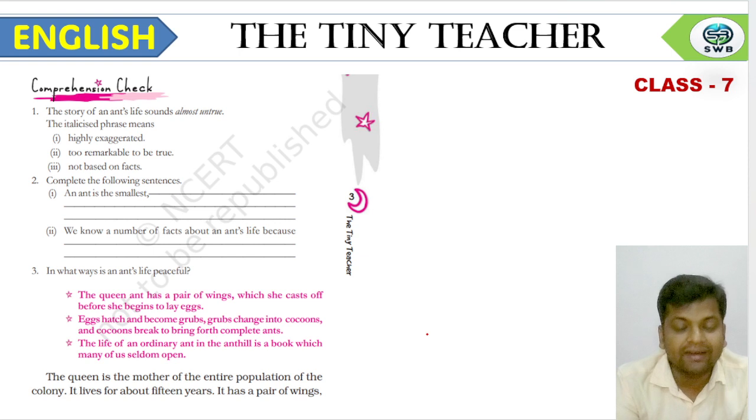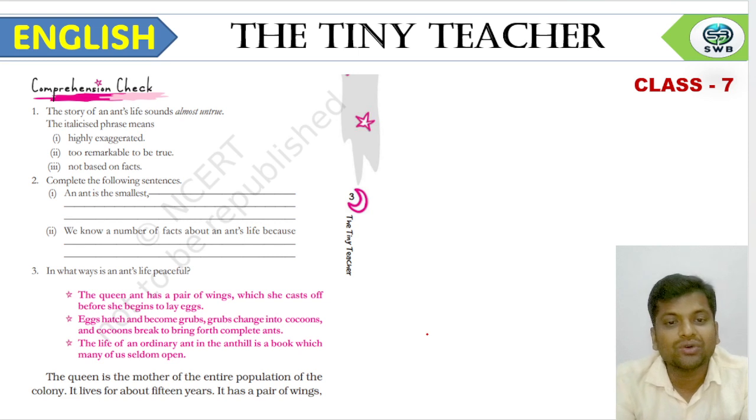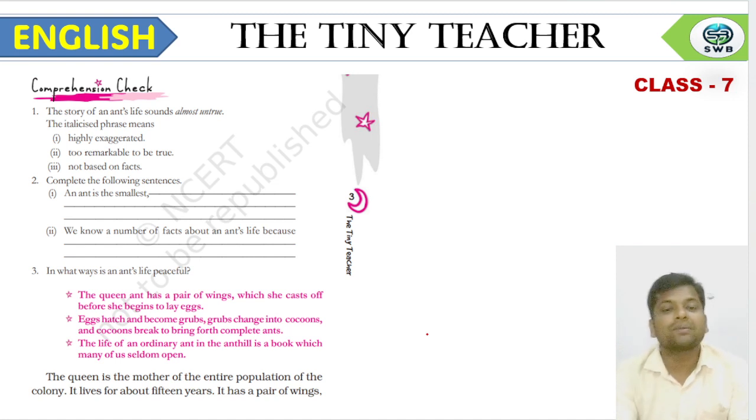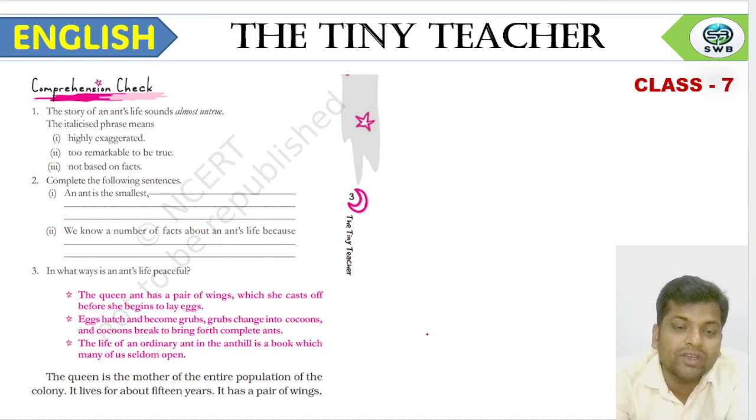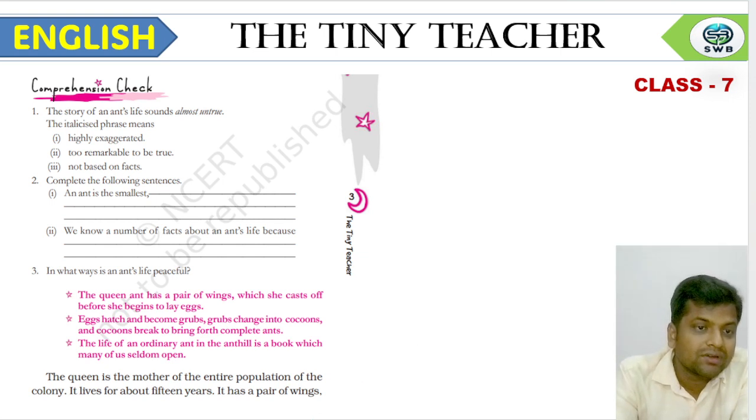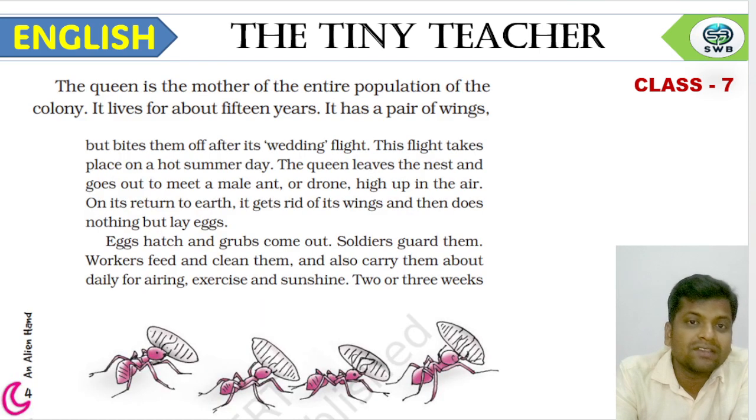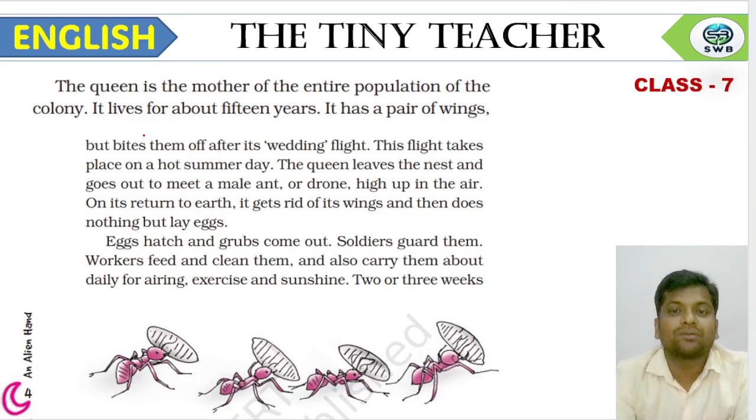Where their anthills are. So in that colony, the queen ant is the head and it lives for 15 years. It's a very important short question you can say. So a queen ant can live till 15 years. At first you can find that a queen ant has a pair of wings. But what happened after that? The queen is the mother of the entire population of the colony, I told you, and it lives for 15 years.